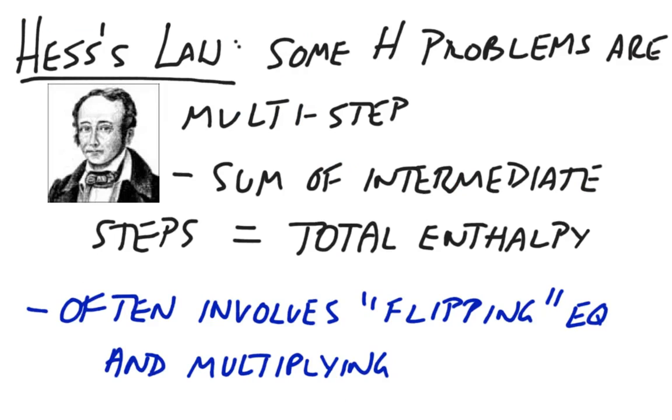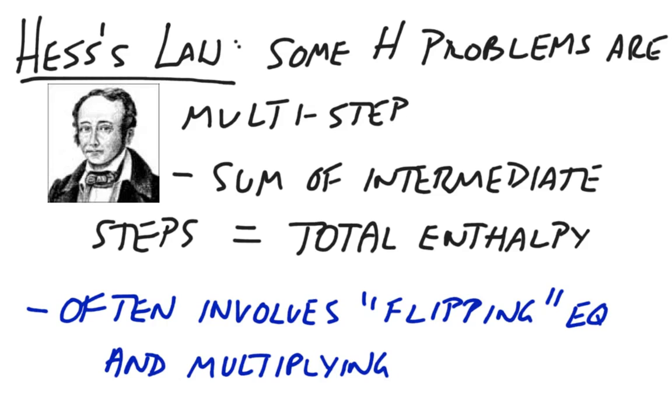Another equation or law that we need to discuss is that of Hess's law. And this is a picture of Germain Hess. He worked with different kinds of reactions, and what he noted is that a lot of chemical reactions actually take place in a multitude of steps. Multiple steps come together to form an overall reaction. So he said that in multiple step reactions, the sum of all the intermediate steps will result in the total enthalpy.